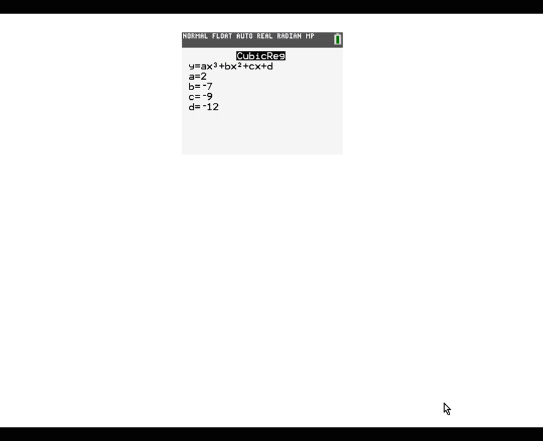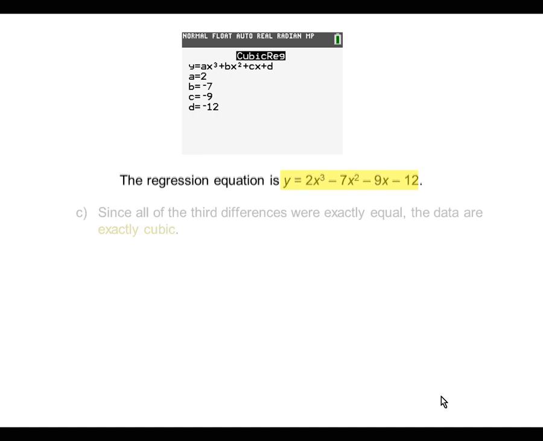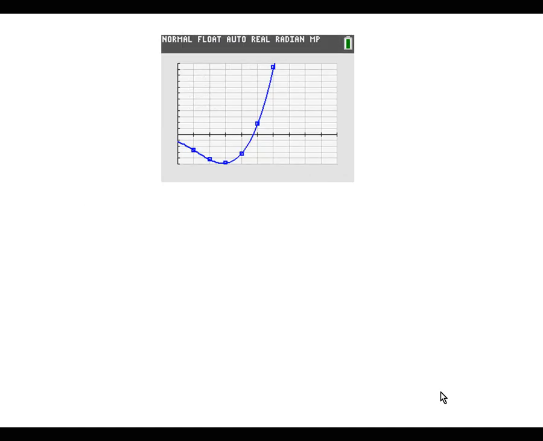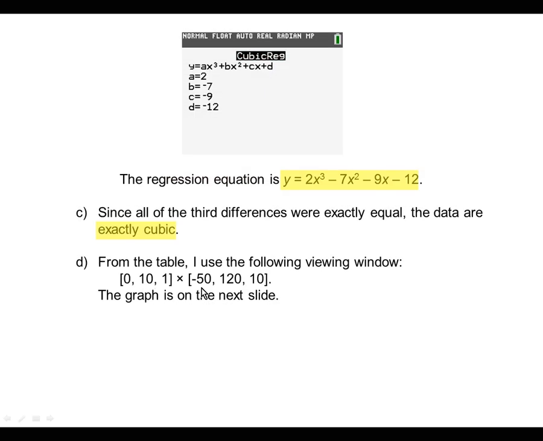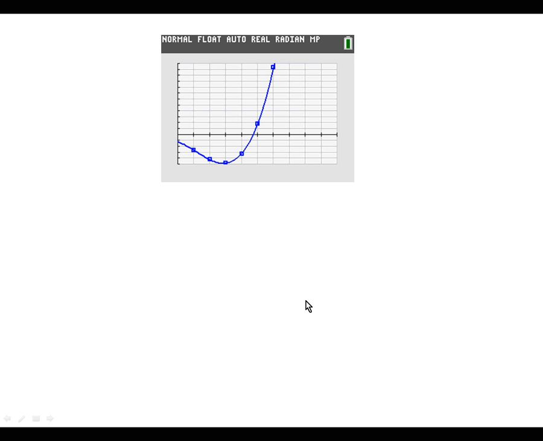So, there we are again. I can remember my window was 0, 10, 1 by negative 51, 20, 10. I went out to 10 instead of 7 like I did on my calculator here. So something looks like that.